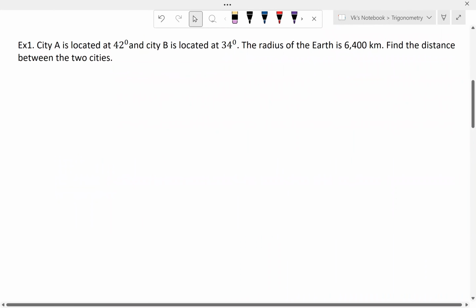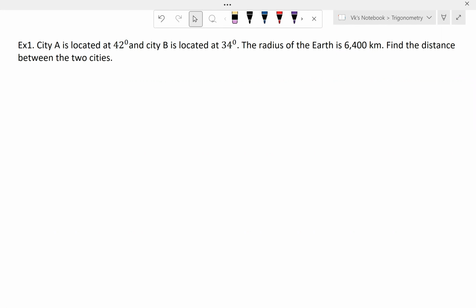Example 1. CDA is located at 42 degrees and CDB is located at 34 degrees. The radius of the Earth is 6,400 kilometers. Find the distance between the two CDs.